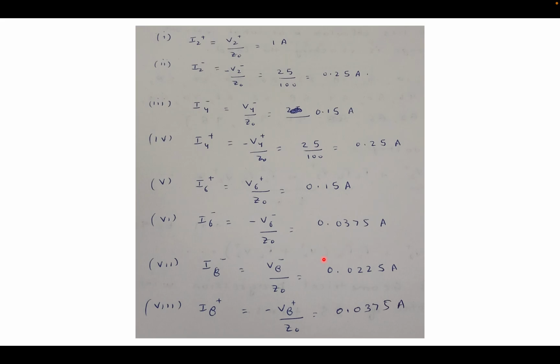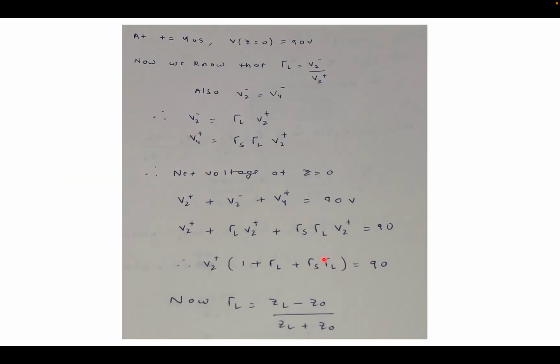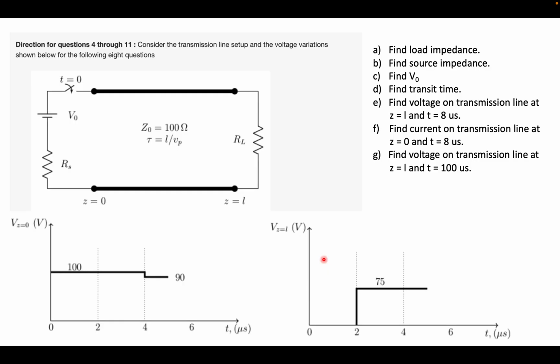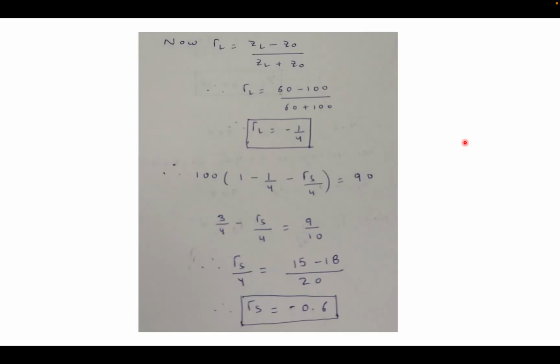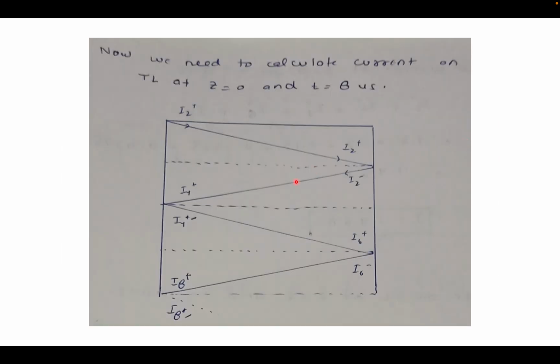Okay, so now we have all the values of current, right? So now we can see what the question is asking. The question is asking, find the current on transmission line at Z is equal to 0 and t is equal to 8 microsecond. Okay, so again, as I told you, to calculate the current at Z is equal to 0 and t is equal to 8, you just draw a line again, and now you see it will be the sum of total 5 currents. So it will be the sum of I2 plus, I4 plus plus I4 minus, and I8 plus plus I8 minus.